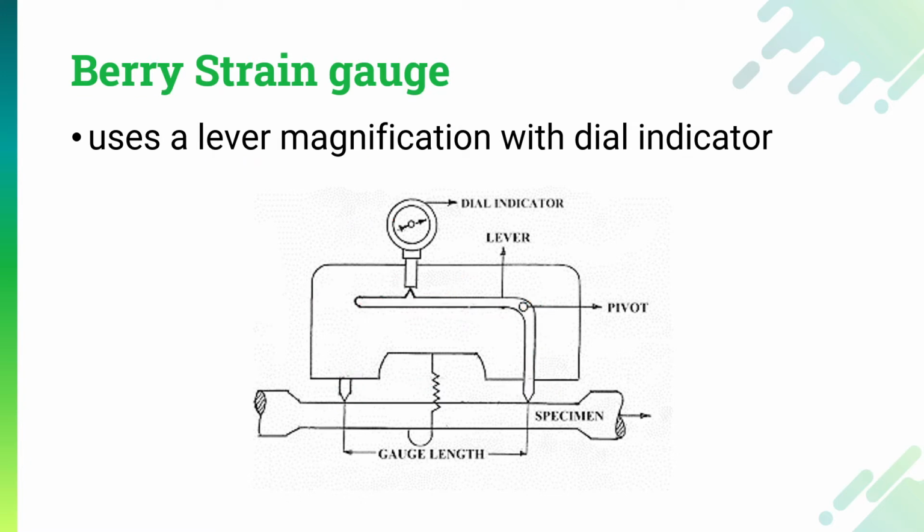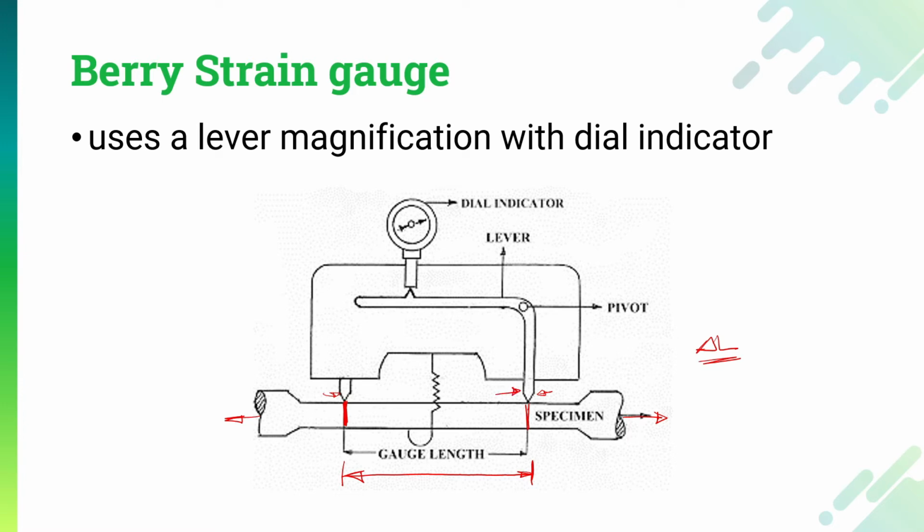Very firstly, this strain gauge is fixed on the test specimen. Then the force will be applied on this test specimen, so some elongation will occur. Now when the elongation occurs, or we can say the change of length occurs, what will happen?